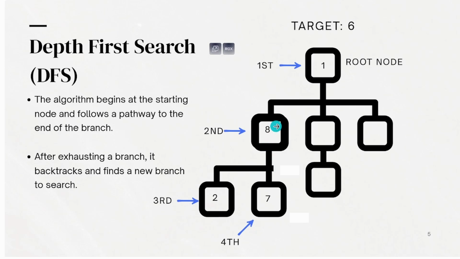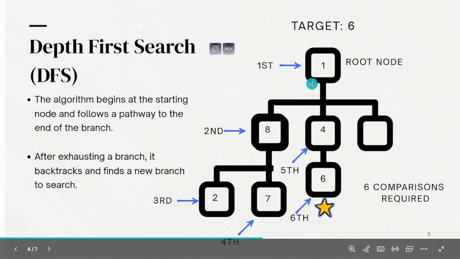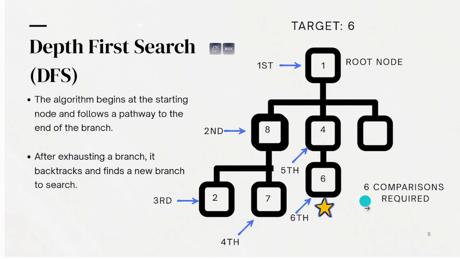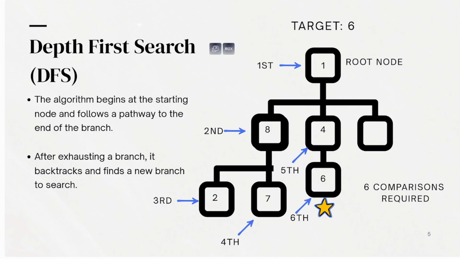There are no pathways to take here, so it backtracks to the first level again and begins its way down the next branch. So we check this node, we find the number 4, we check the bottom of this branch, and we find the value 6, which is what we were searching for, and this search is complete. It required 6 comparisons in this example, and the efficiency of this search is largely contingent on the number of nodes and edges that are present in the data set that you're traversing.